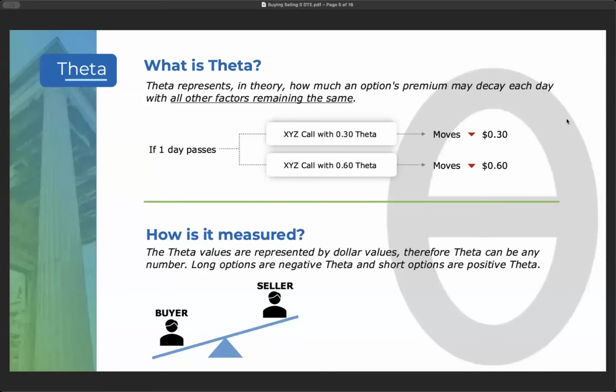Options have extrinsic value. That extrinsic value always goes to zero at expiration. So every single day you hold on to an option, the extrinsic value of an option, with all things else held equal, will decrease.